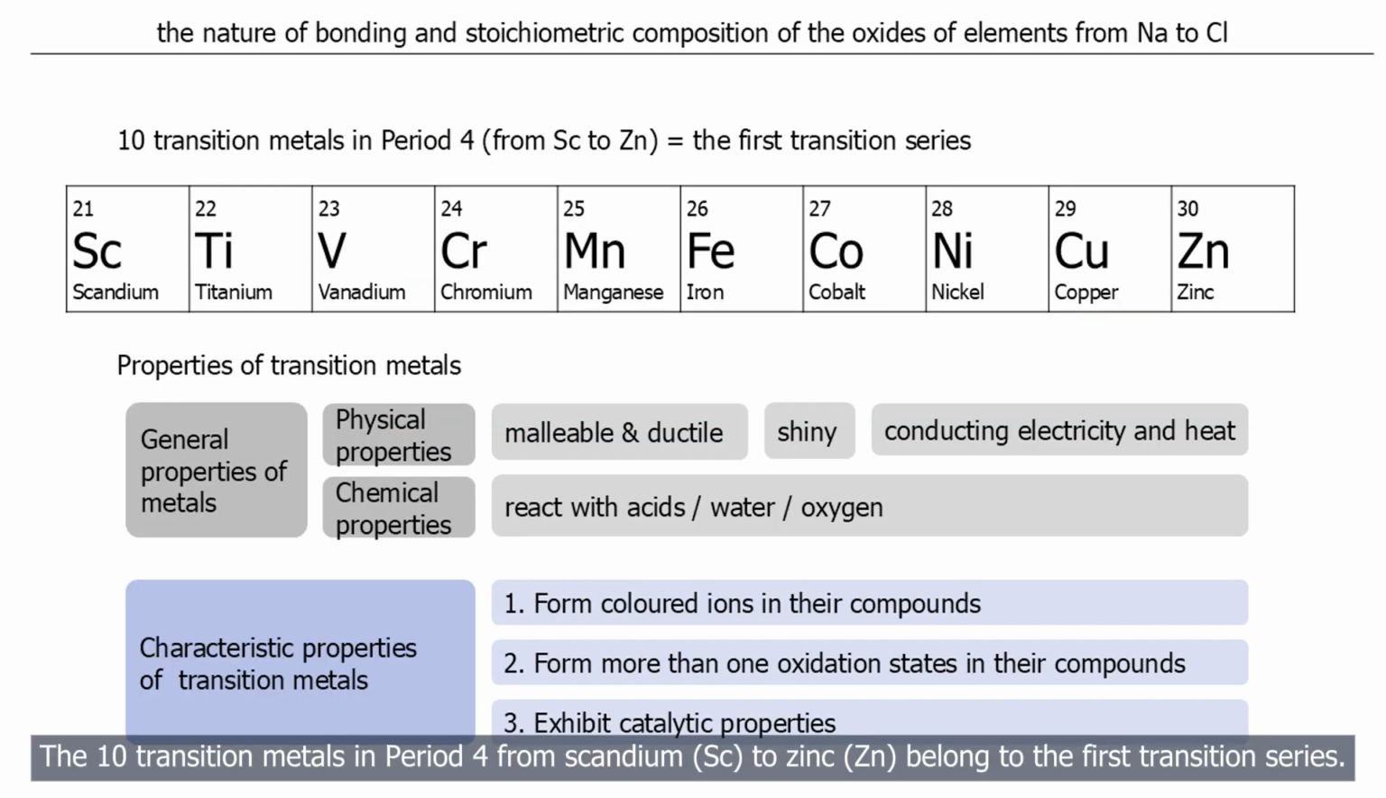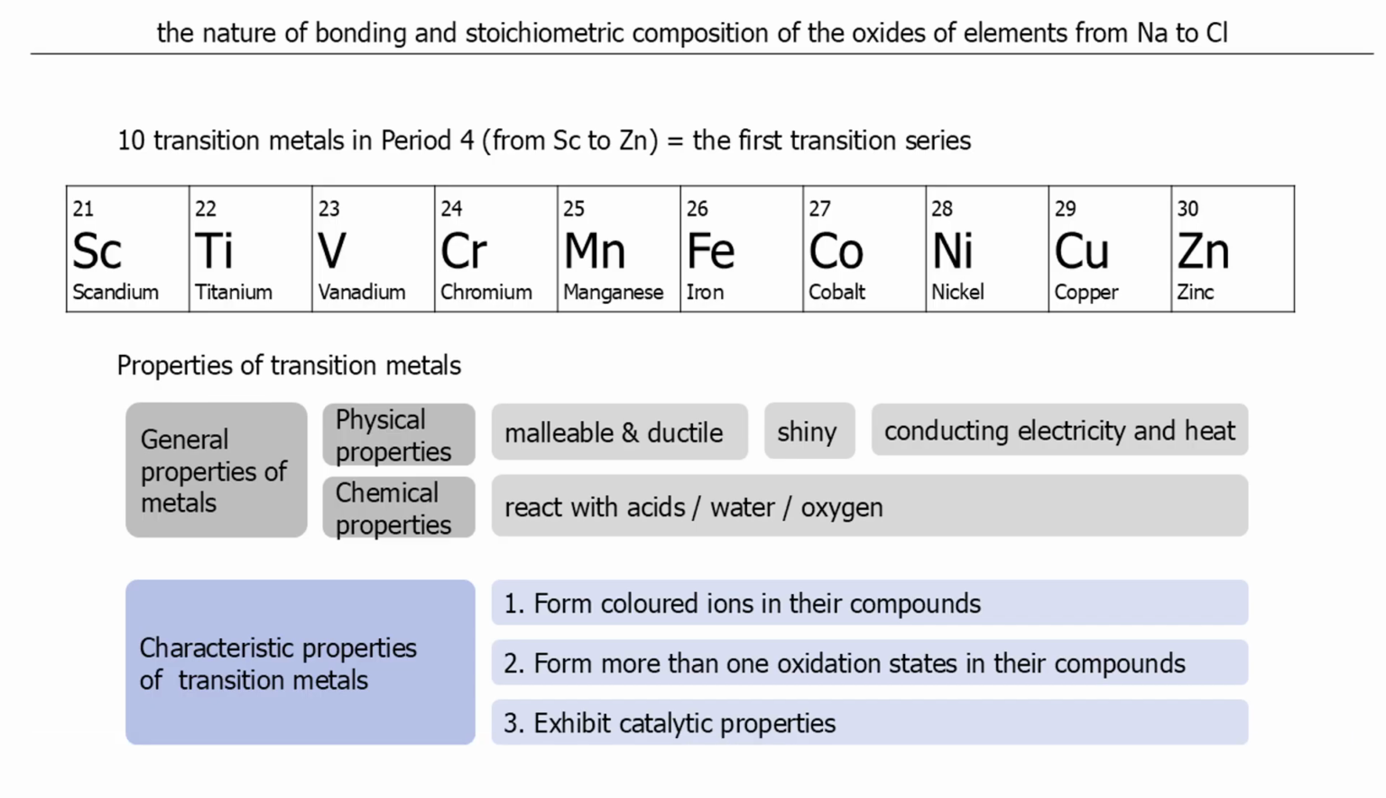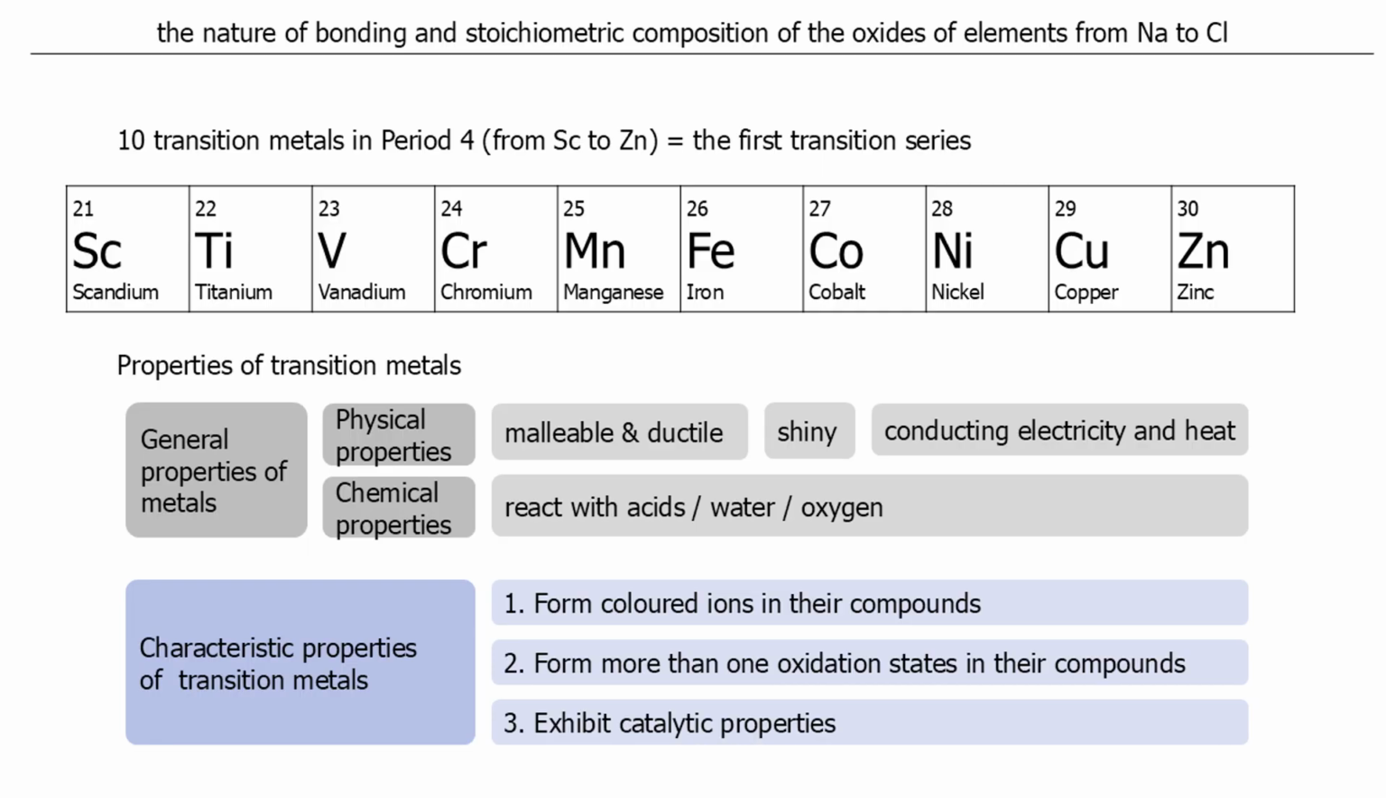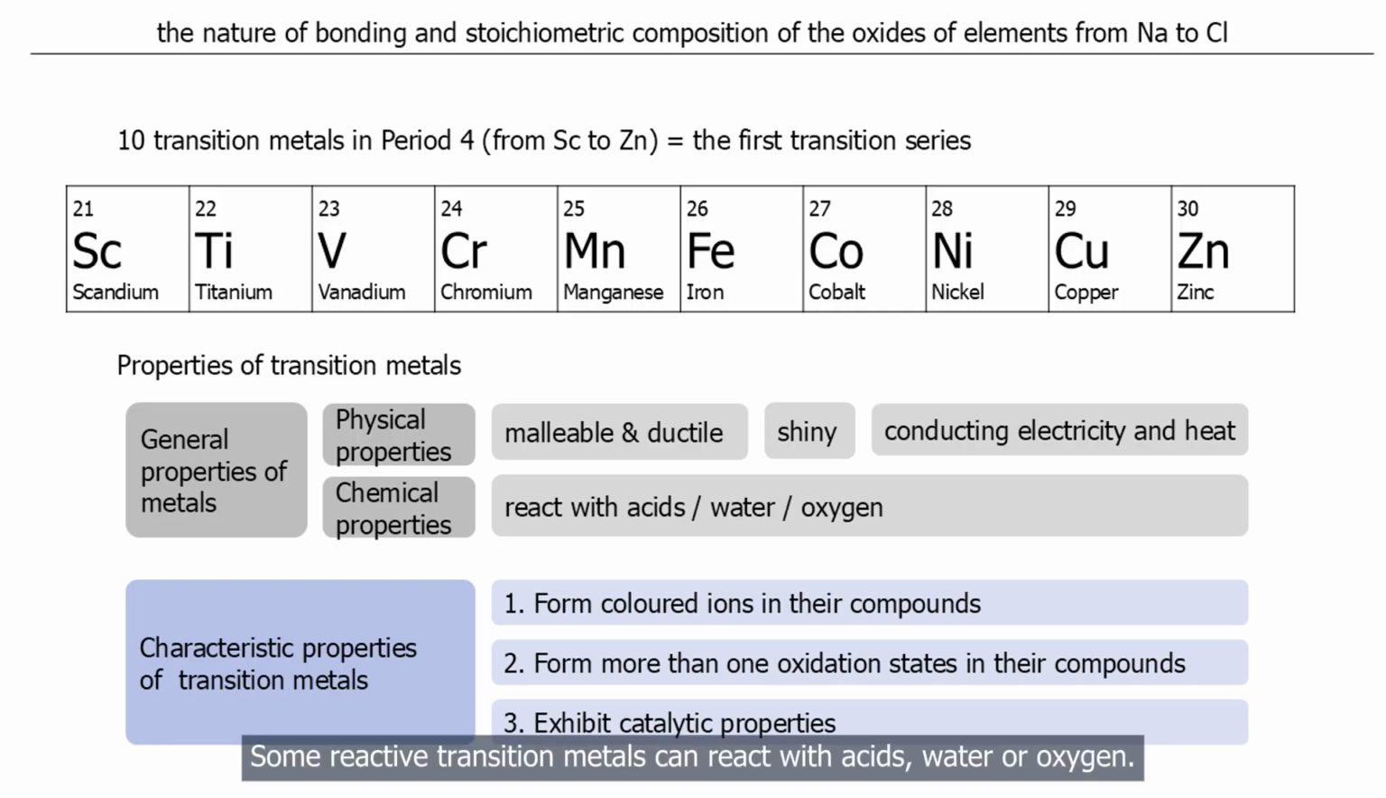The 10 transition metals in period 4 from scandium to zinc belong to the first transition series. Transition metals share common properties with metals in the main groups. They are malleable, ductile, shiny, and good conductors of electricity and heat. Some reactive transition metals can react with acids, water, or oxygen. In general, they are less reactive than main group metals.